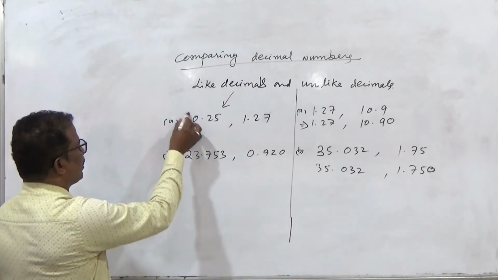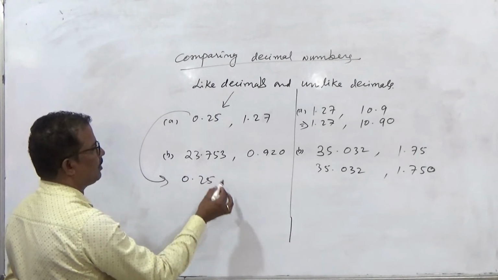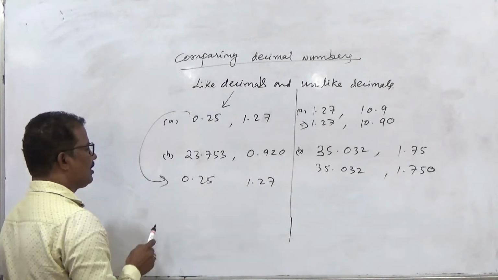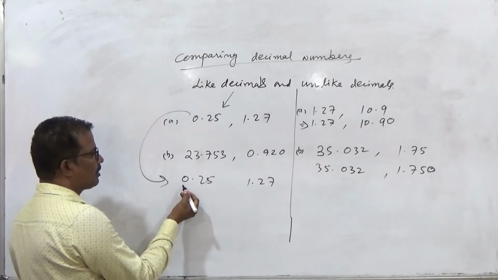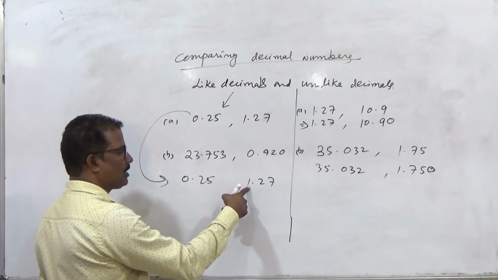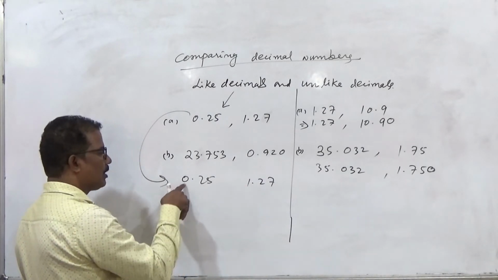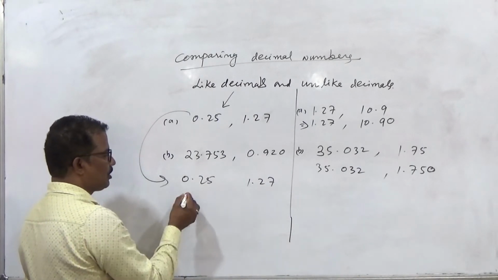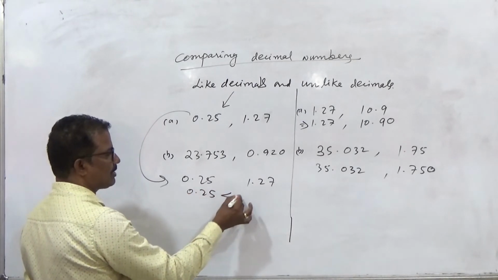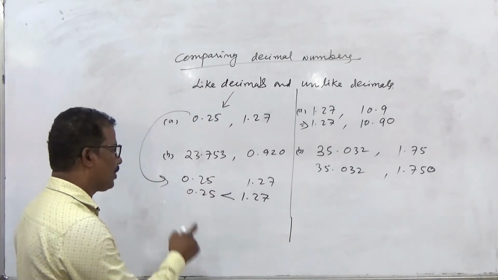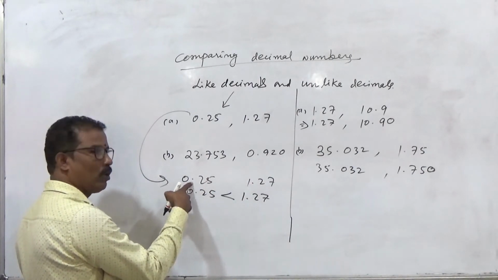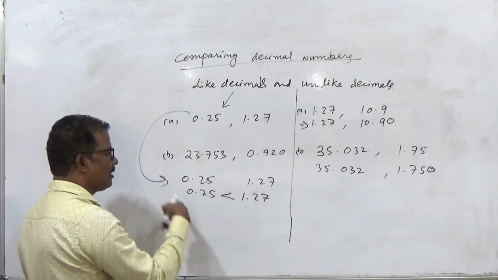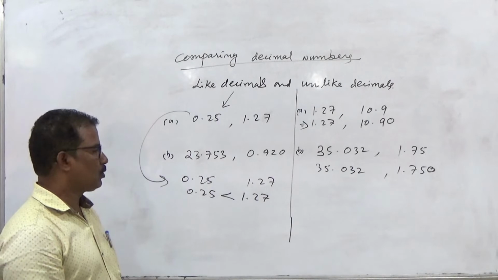You can see here it is 0.25 and it is 1.27. For comparing the decimals, we have to see the whole part first. In the whole part, here 1's place is 0 and here 1's place is 1. So 0 is less than 1. So we simply say this decimal number is less than 1.27. For comparing decimals, first we go with the whole part. Here 0 and here 1, so this number is less than 1.27.